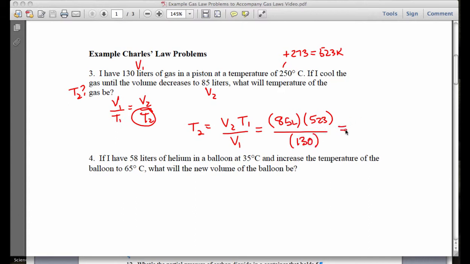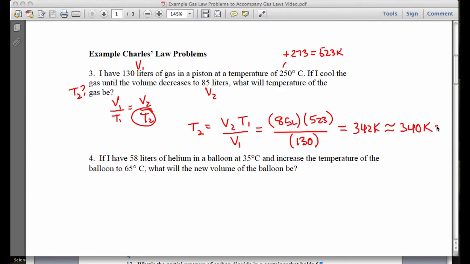And the new temperature, when this piston has been pushed in, is 342 Kelvin. But keeping sig figs, we'd say 340 K.